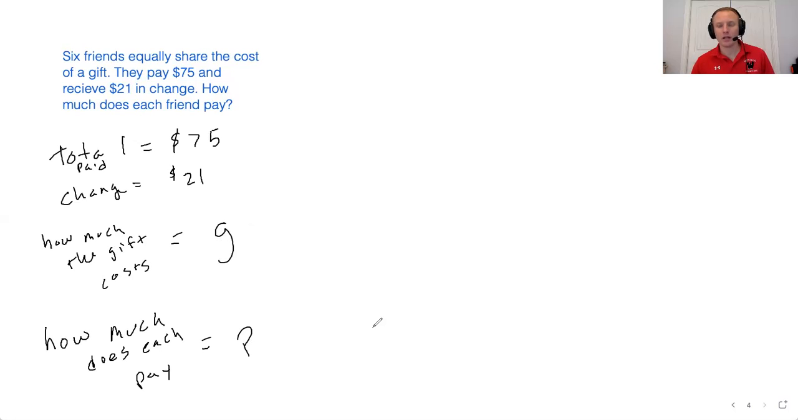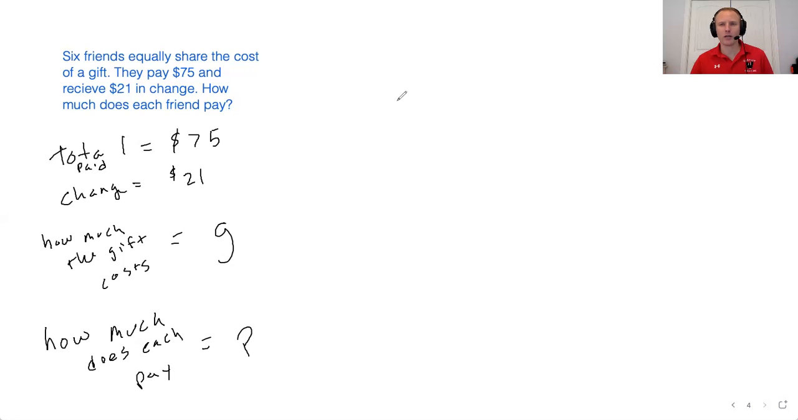Okay, so again, multi-step problem here. Don't be fooled into thinking this is 75 divided by 6 or 21 divided by 6. It's not. The reason that it's not is because we don't yet know how much the gift actually costs. We know how much money they gave the person. We know how much money they got back. We don't know what the difference between those two things is yet. Right? So let's go ahead and figure this out.